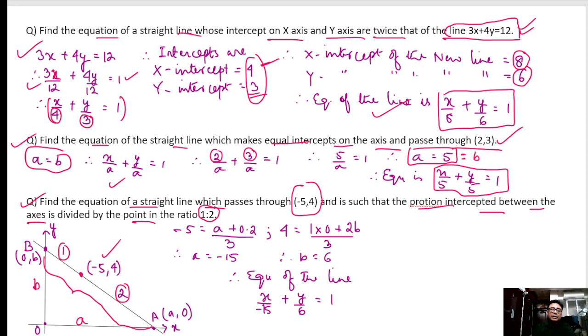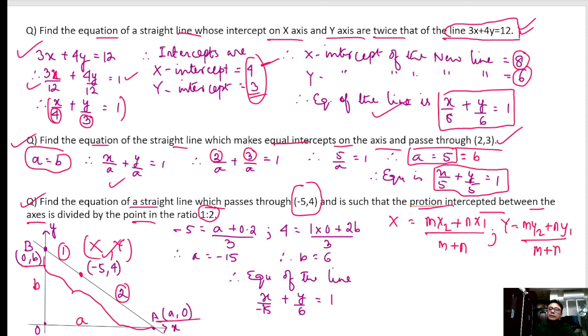So I can write the coordinates as (a, 0) and (0, b). Now we know the section formula. How do we find the x coordinate and the y coordinate of that point? The x coordinate is (mx2 + nx1) by (m + n), and the y coordinate is (my2 + ny1) by (m + n). Now our x is -5.